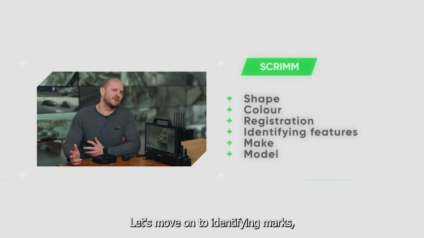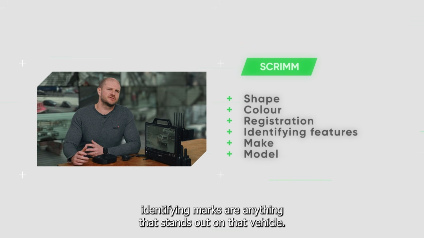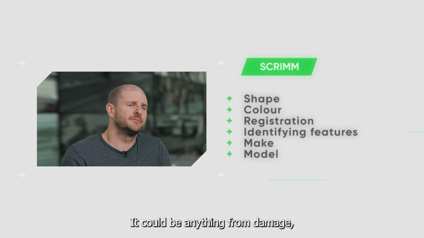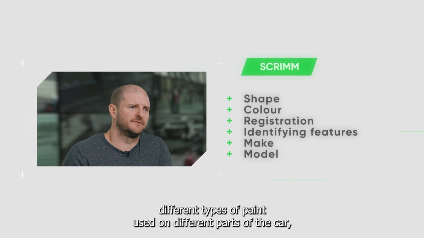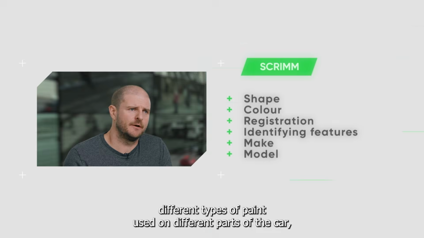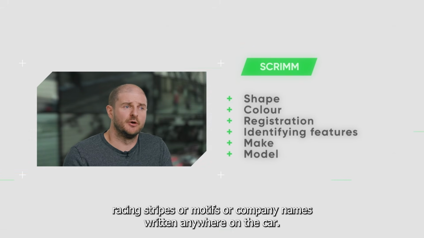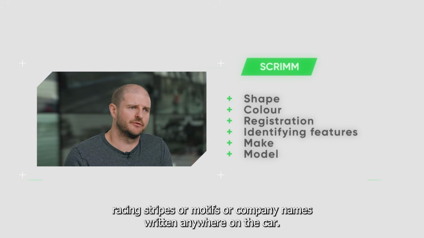Let's move on to identifying marks. Identifying marks are anything that stands out on that vehicle. It could be anything from damage, different types of paint used on different parts of the car, racing stripes, or motifs or company names written anywhere on the car.